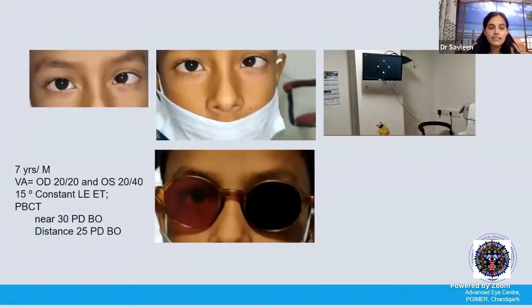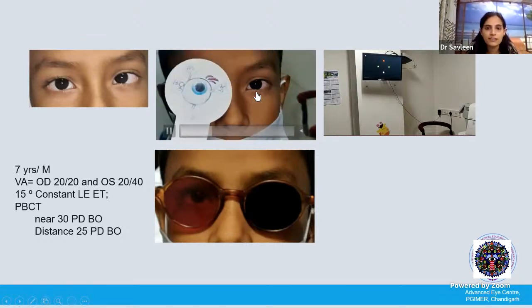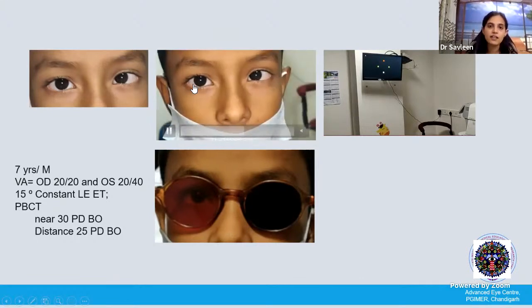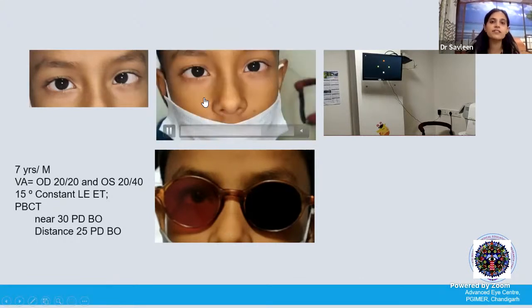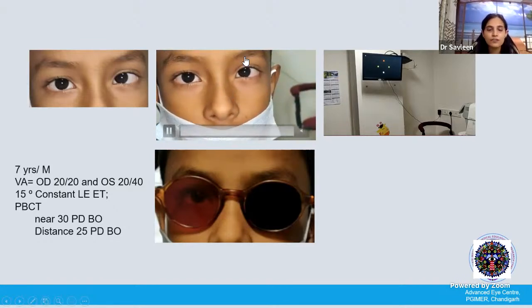So just a clinical example, a 7-year-old male patient who has almost equal vision in both eyes, and left eye esotropia. You see on covering the right eye, this patient has left ESO, the left eye moves outward to take fixation, and you see that he's mostly maintaining fixation with the right eye. So you diagnose him as a case of left constant esotropia, and you give him the red-green glasses to wear.